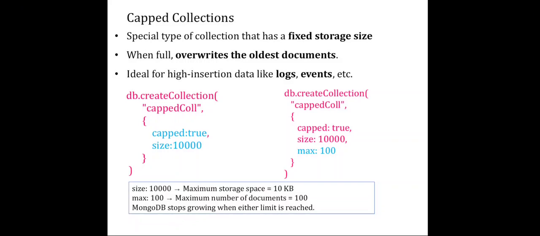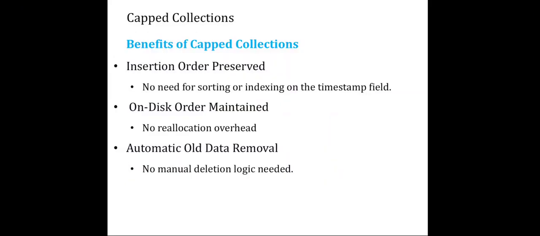And in the second example, we have given an additional field called max: 100. So we can also specify the maximum number of documents using the max option. It indicates the number of documents that can fit within the space. So the second collection has a limit of 10,000 bytes and can store a maximum of 100 documents. MongoDB removes the oldest documents whenever either the storage limit or the document limit is reached.